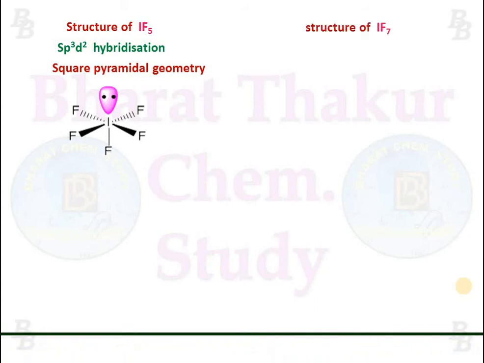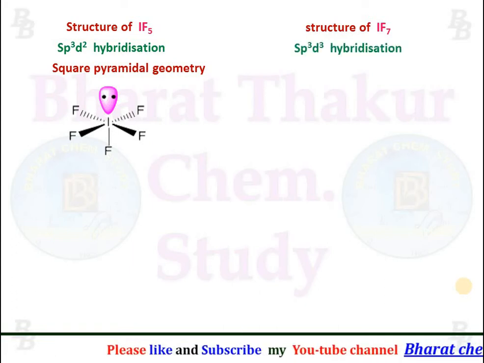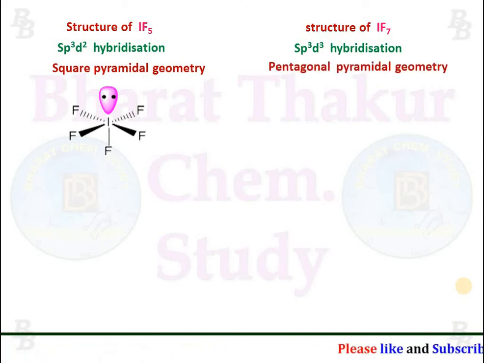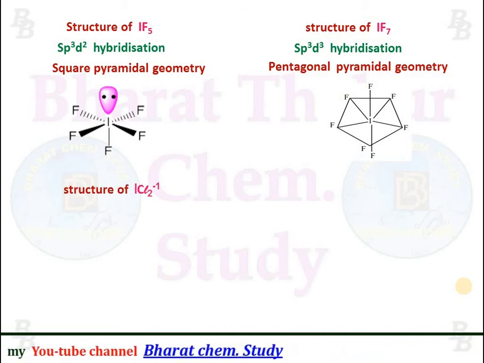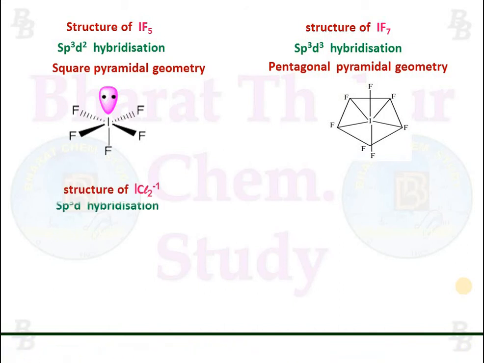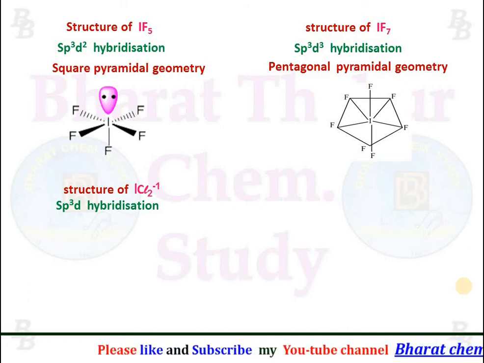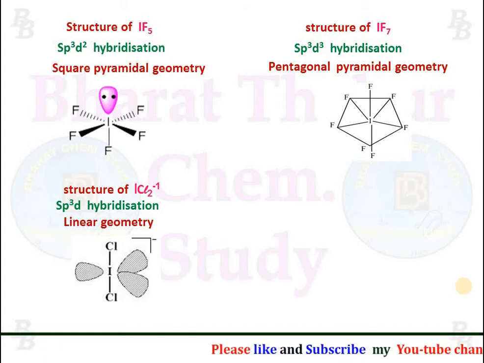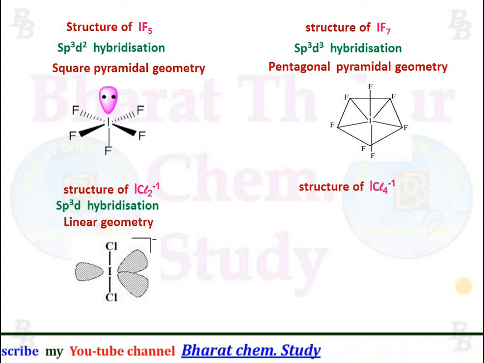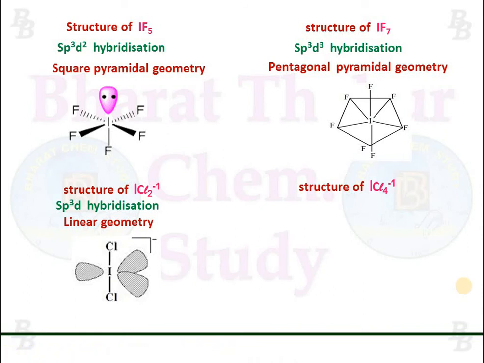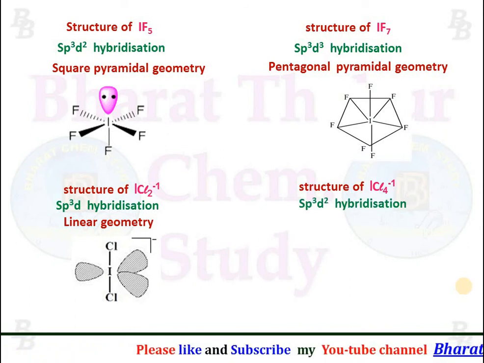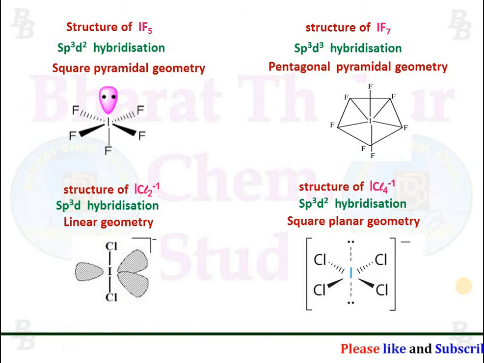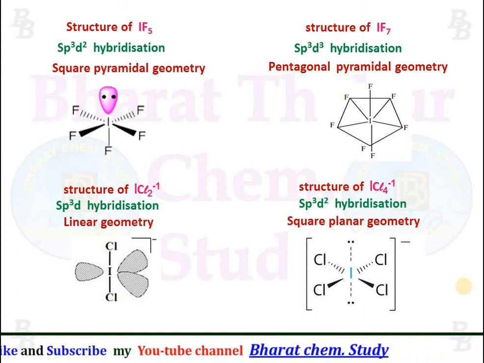Now structure of IF7. In this, the central atom iodine has sp3d3 hybridization and the structure is pentagonal bipyramidal like this. Now structure of ICl2-. In this, the central atom iodine has sp3d hybridization and the geometry is linear with 2 bond pairs and 3 lone pairs like this. Now structure of ICl4-. In this, the central atom iodine has sp3d2 hybridization and the structure is square planar geometry with 4 bond pairs and 2 lone pairs like this.